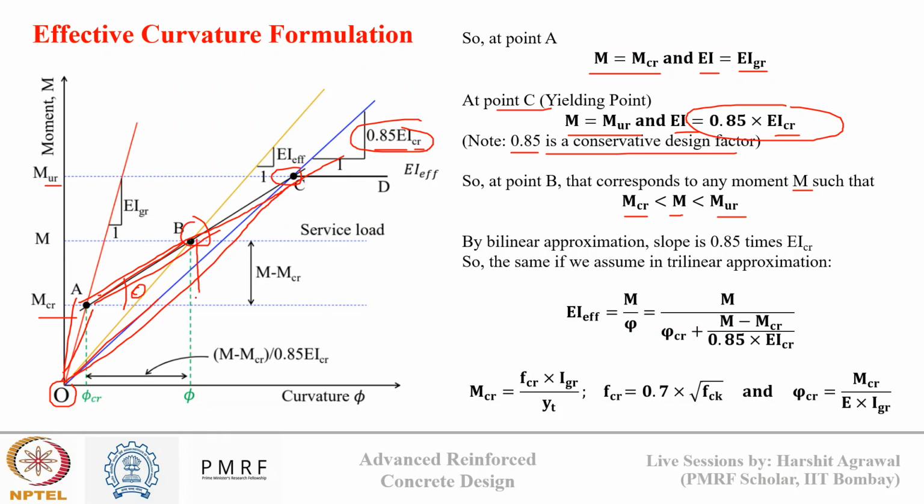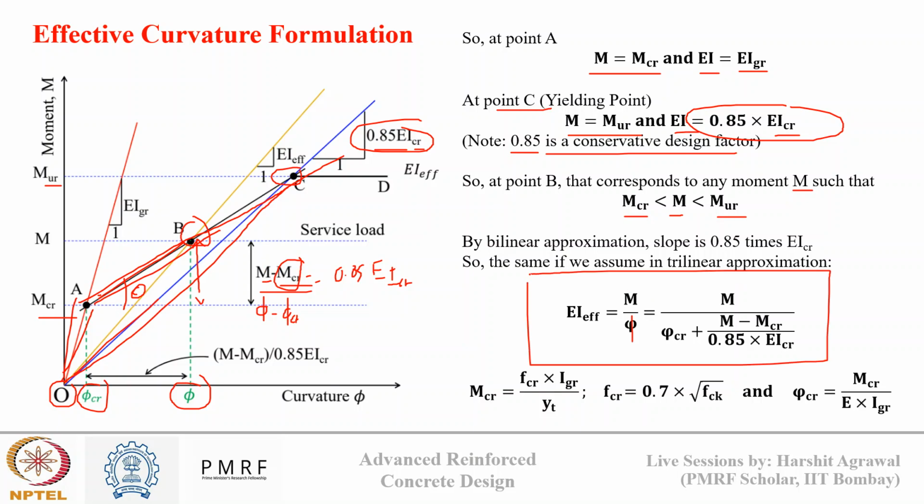We know the difference in moment. The moment that we have applied is M and the cracking moment is MCR, that we can calculate. And we know the deflection at moment M we are taking as phi, and at cracking moment the deflection is phi CR. So (M minus MCR) upon (phi minus phi CR) will be nothing but the slope theta, which is equal to 0.85 times EICR. If we simplify this, we'll get EI effective as delta M upon delta phi, which is equal to this relationship.